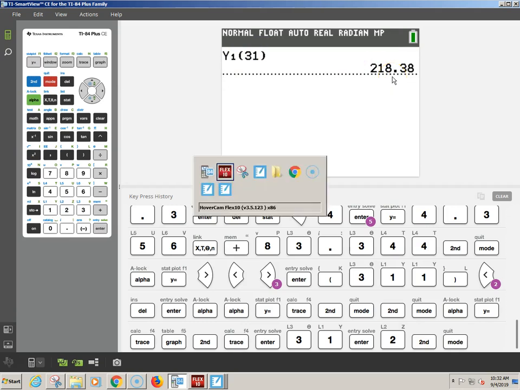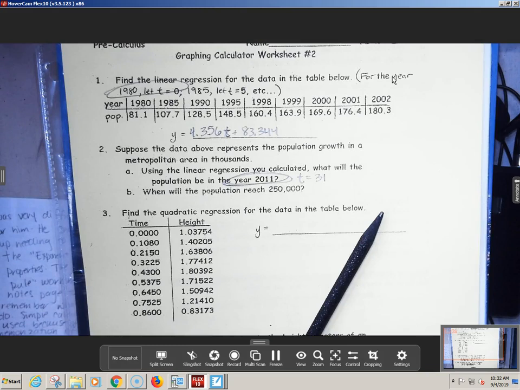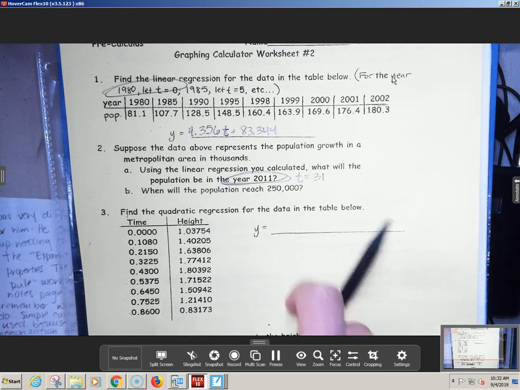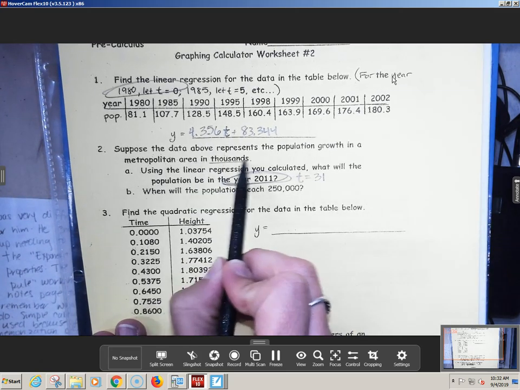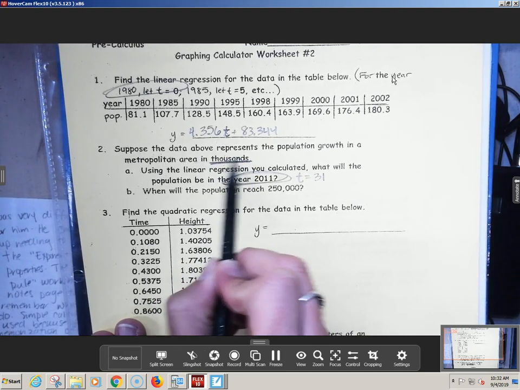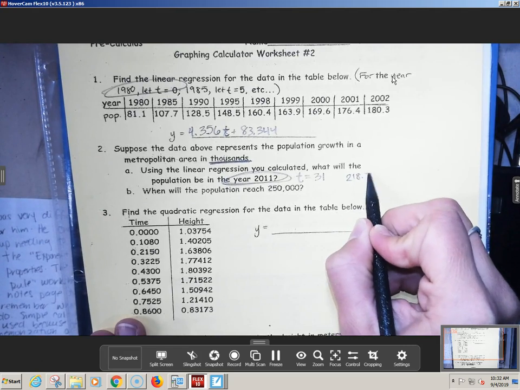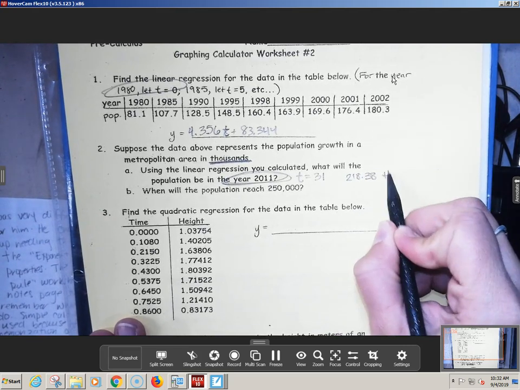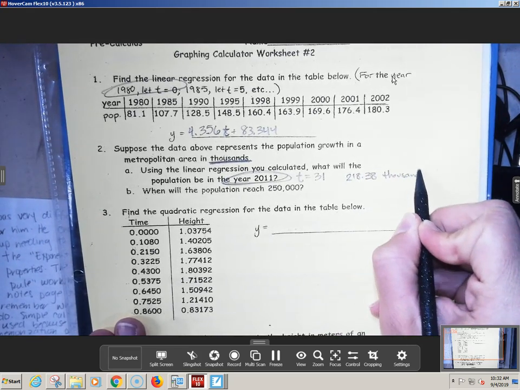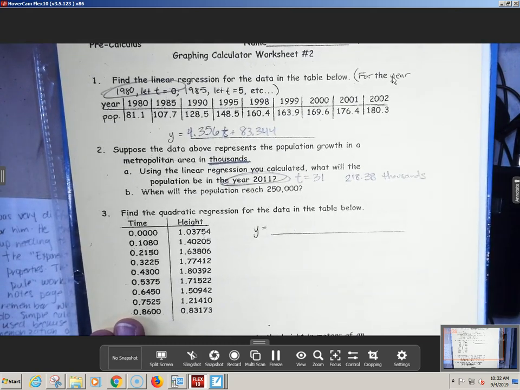Now, wait. What does this mean in context of the problem? Are you supposed to put 218.38? No. Because the population is not 218.38 of a person. Did you read the label? Thousands. Now you could do 218.38 if you want to be really lazy. Thousands of people. You could write the word thousands.